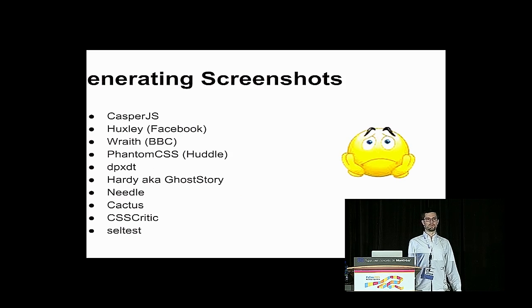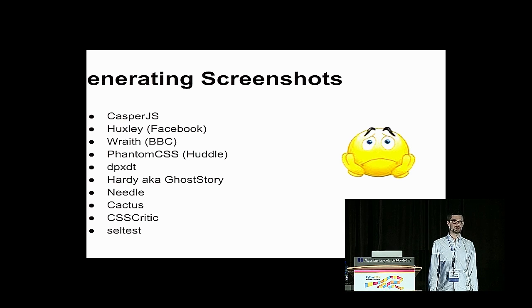So there is no shortage of tools for generating screenshots. This is a list that's roughly in order of number of GitHub stars. Casper.js is a wrapper around Phantom.js, the headless WebKit, that gives it a slightly nicer API for taking screenshots. Huxley is a tool that Facebook created, and it has a lot of stars, but if you go to its page, it says this project is archived, don't use it. So I guess don't use that.